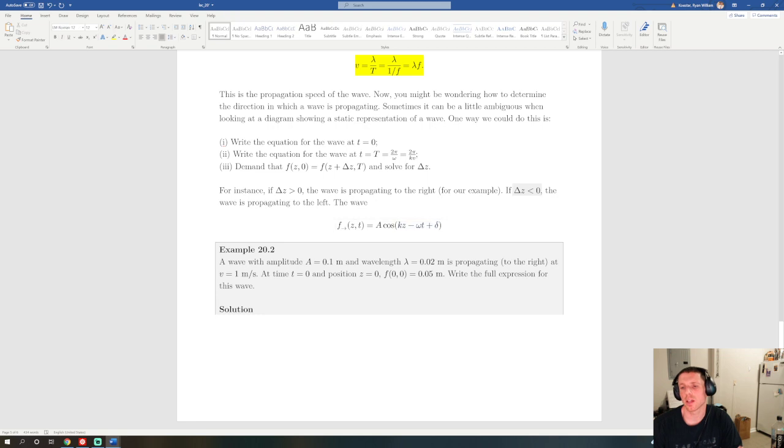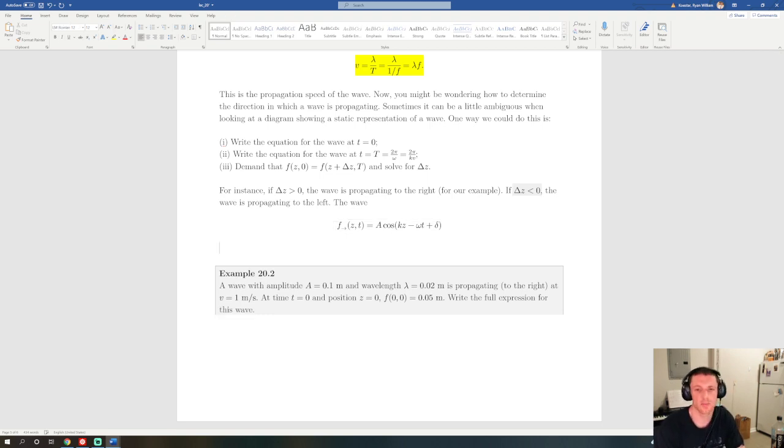But what I'll say is that this is the most common way to write the waves, and it's probably the convention that I'll stick with. Anyway, I'm going to say that this is propagating to the right, just for an example. Now, if you had the same expression, but there was a negative sign in front of k, then that wave would be propagating to the left, okay?